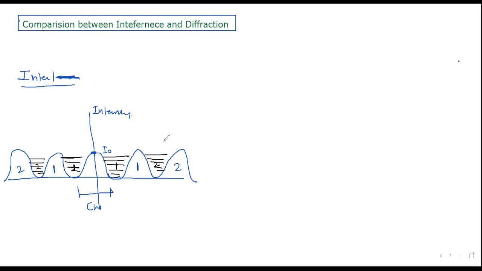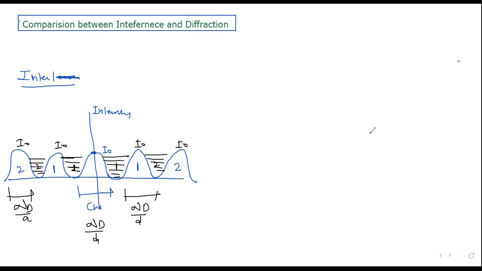Correct. So they have equal intensity. All bright fringes have equal intensity, I naught only. Every fringe has equal intensity and equal width. Suppose the center maximum width equals lambda d by d. Then any other fringe also has the same width, lambda d by d. Any fringe you talk about should have exactly the same width. This is what happens in interference.